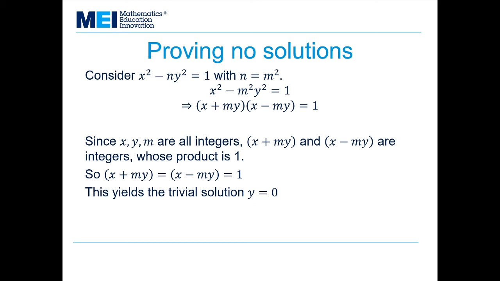Let's look at that written out neatly. Considering x squared minus ny squared equals 1 with n equal to m squared, I've got x squared minus m squared y squared equals 1, which can be written as (x plus my)(x minus my) equals 1. Since everything is integers, I need to find two integers whose product is 1, so that means x plus my has to be equal to x minus my, which is equal to 1, and this yields the trivial solution y equals 0.